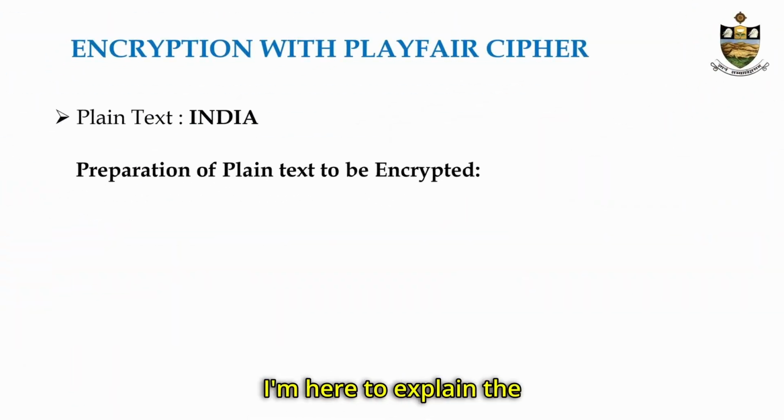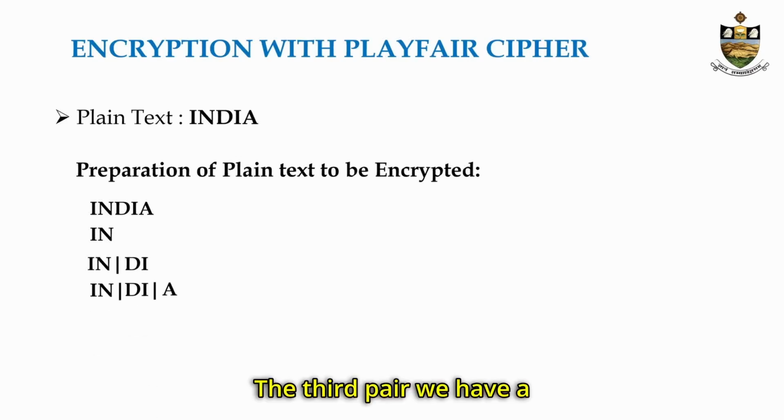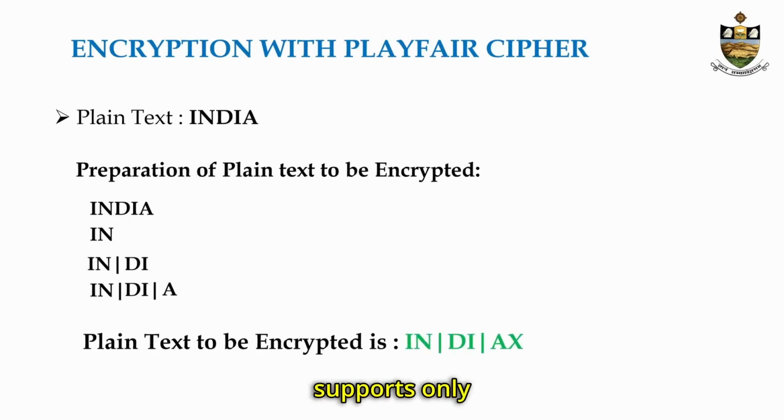I'm here to explain the last example in this topic. Now, we are going to encrypt and decrypt the plaintext INDIA. So first we have to pair the letters in the plaintext: IN is the first pair, DI is the second pair. In the third pair, we have a single letter, but the Playfair Cipher technique supports only pairs of letters. Hence, a filler letter X should be added at the end. So the plain text to be encrypted is INDIAX.